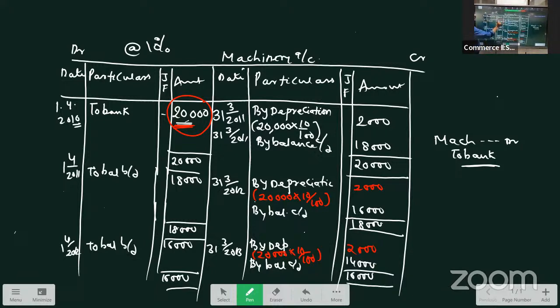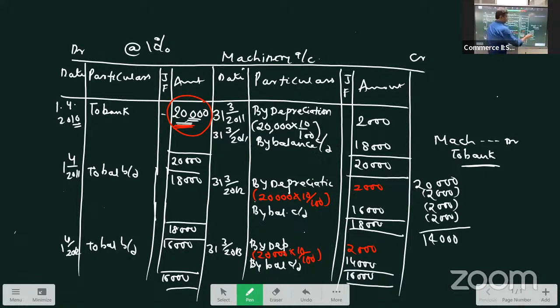See, what was the cost? 20,000. After 3 years of depreciation, what is its written down value? 14,000. How come? 20,000. First year depreciation 2,000. Second year depreciation 2,000. Third year depreciation 2,000. So total 6,000 of depreciation. And after providing 3 years of depreciation, the written down value is 14,000. Hope you all understood it. Take a note of this, please, all of you.